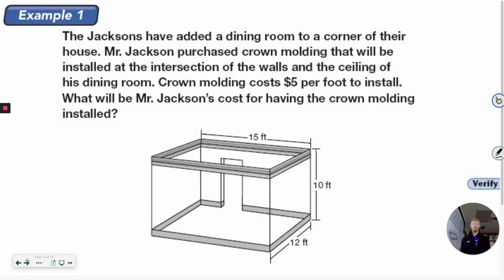All right, the Jacksons have added a dining room to a corner of their house. Mr. Jackson purchased crown molding that will be installed at the intersection of the walls and the ceiling of his dining room. Crown molding costs $5 per foot to install. What will be Mr. Jackson's cost for having the crown molding installed? All right, so the crown molding says will be installed at the intersection of the wall. So that's around the outside here. See the crown molding.